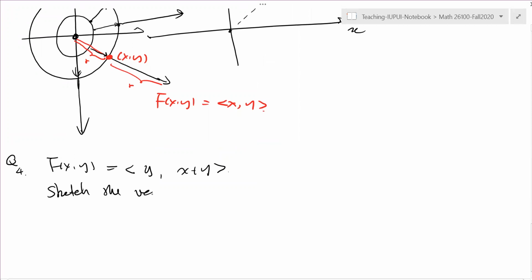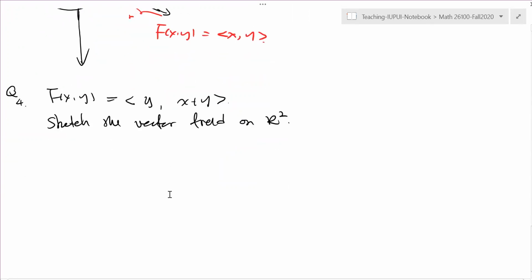Sketch the vector field on R2. It's a little bit difficult here. So let's just look at one vector, how does it look? It depends on location. This is a typical point, so this is our vector from there.